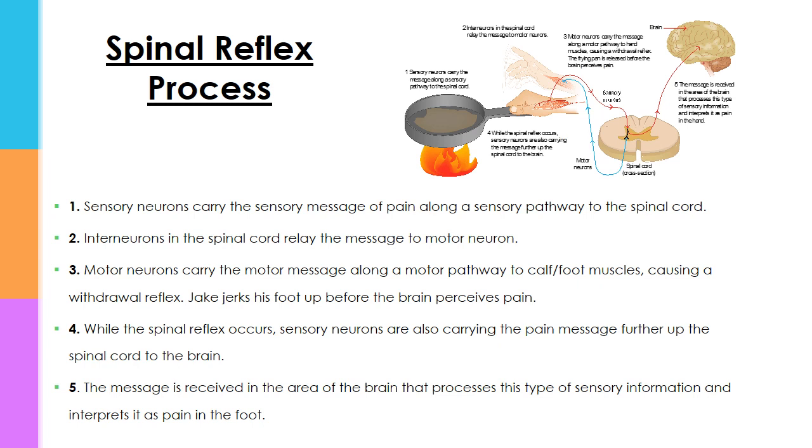So when you talk about this, you must make sure you are talking about your sensory neurons carrying the sensory message of pain along a sensory pathway to the spinal cord, interneurons in the spinal cord, the motor neurons carrying out the motor message, which allows the withdrawal reflex. And while that spinal reflex is occurring, the sensory neurons will carry the pain message up to the brain, and the message is then received in the brain, okay?